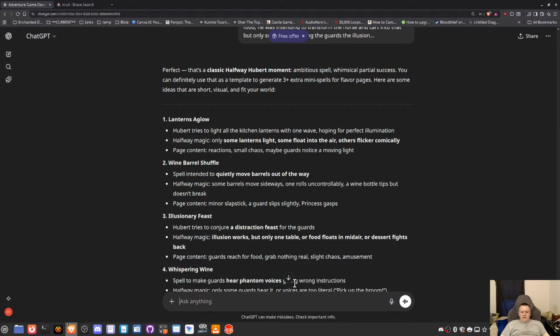It's kind of a distraction piece for the guards. Guards reach for food, grab nothing real, slight chaos, amusement. Spring wine.